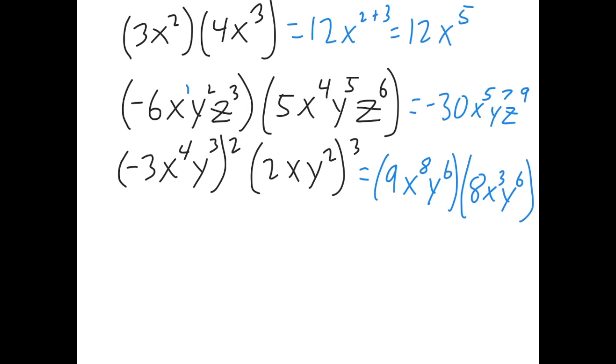Now, similar to the last problem, we need to multiply those two. So multiply each individually. So 9 times 8 is 72. x to the 8th times x cubed will give us x to the 11th. Remember, add the exponents. And y to the 6th times y to the 6th. 6 plus 6 is 12. So y to the 12th.